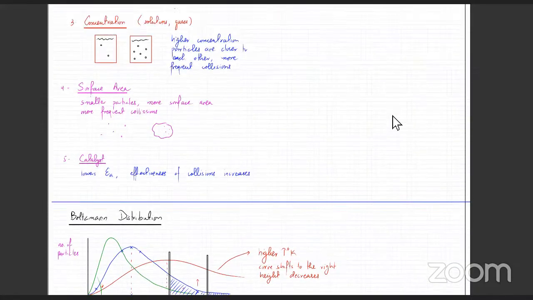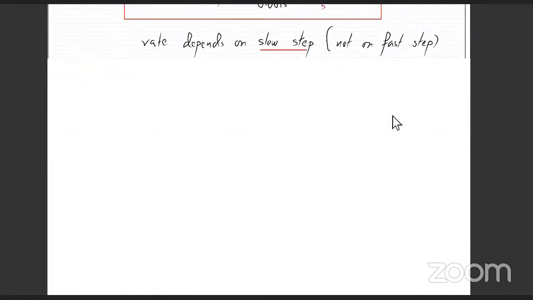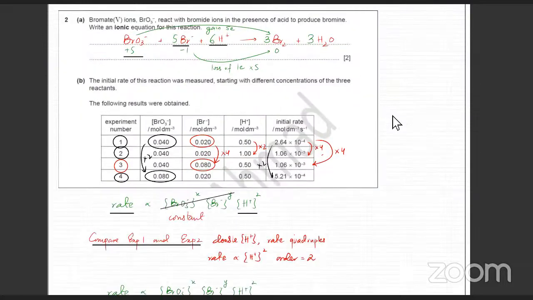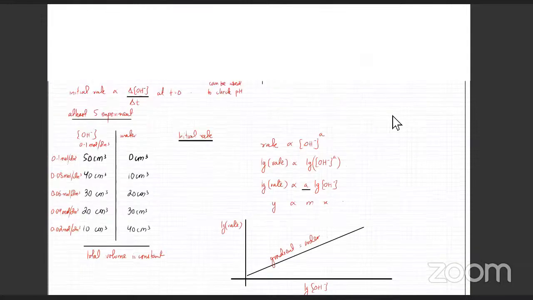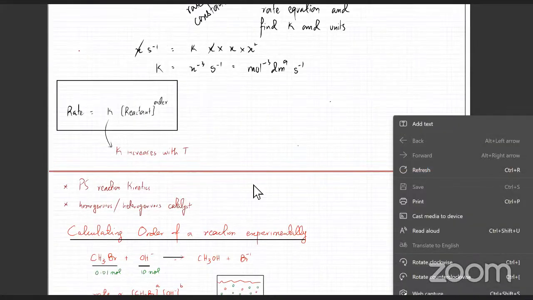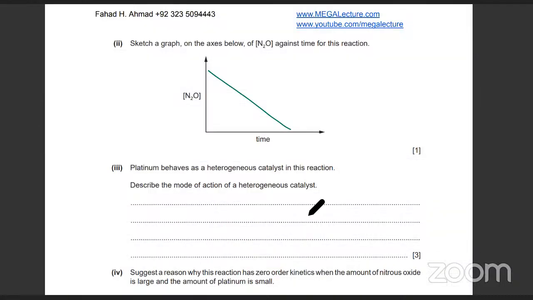I'll explain. In heterogeneous catalyst, the first thing that happens is, let's take the example of iron in the Haber process. यहाँ पे using platinum, but let's describe iron for a second.